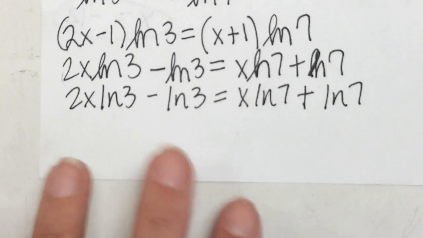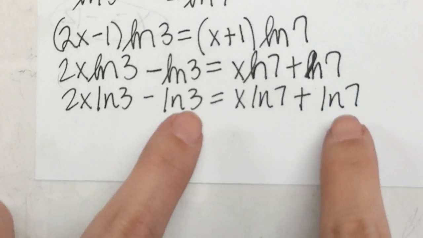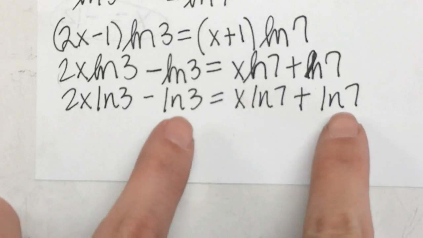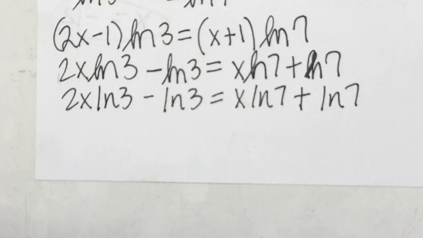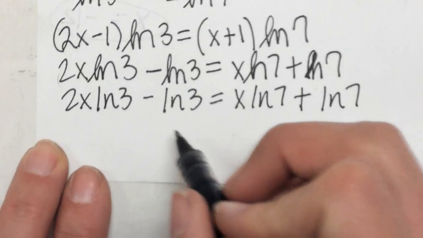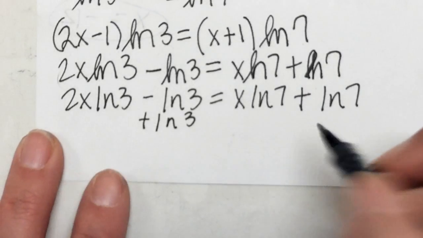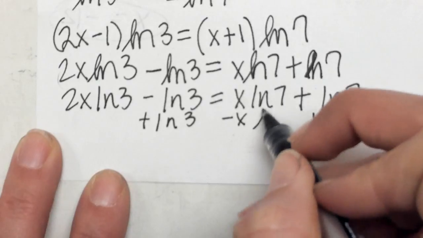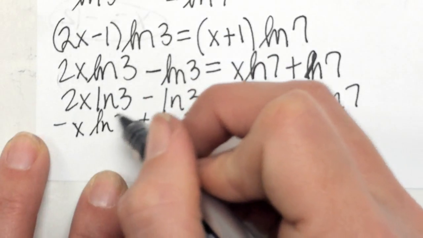Alright. Which two look like they could combine, like terms? So these and what? And these, because they have x's out front and these don't have anything out front, right? So let's put them on the side with their friends. So let's move this ln 3 over to this side with its buddy. And let's move this one over with its buddy. x ln 7.